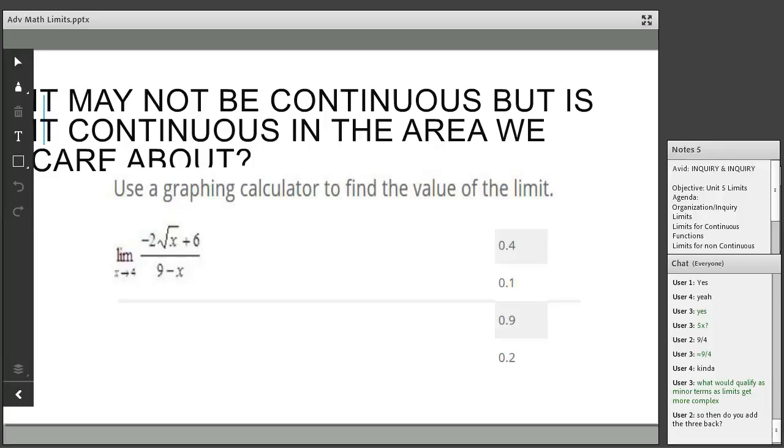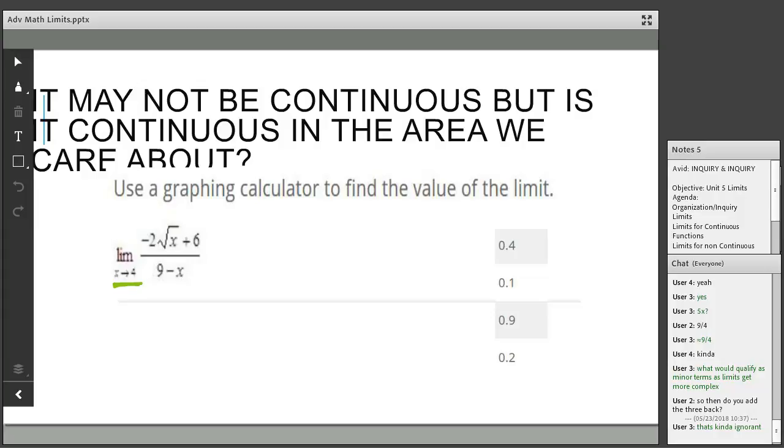So it may not be a continuous function. Let's look at this one. This is off your exam. So we have minus 2 over the square root of x plus 6 over 9 minus x. And it's asking us the limit as x approaches 4. This is not a continuous function because when x equals 9, we're in trouble there. But we're not asking for the limit when x equals 9. All we care about is when x is approaching 4. And is it continuous in the area when x equals 4?